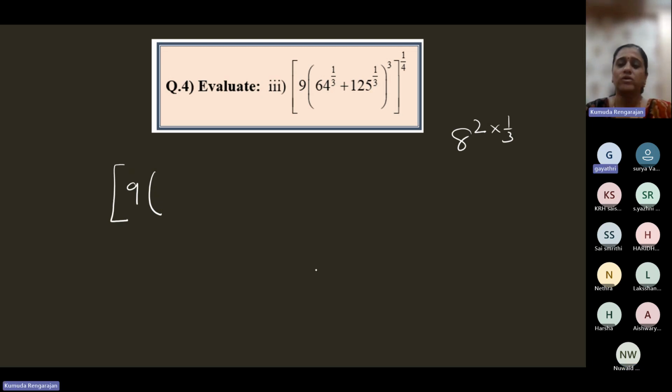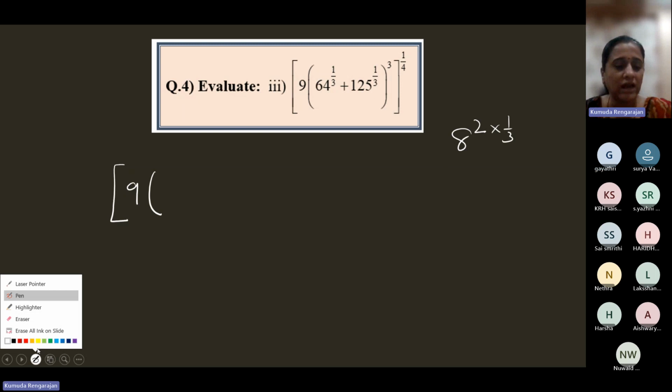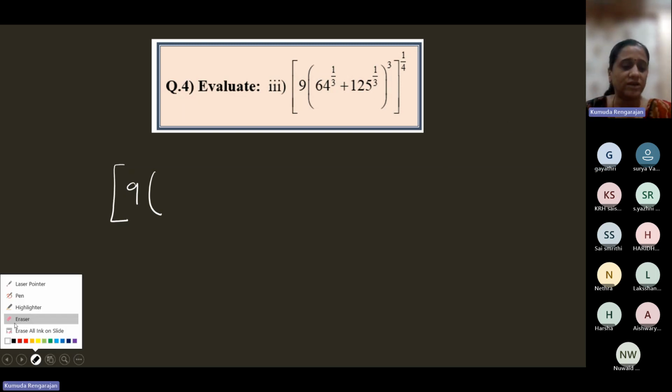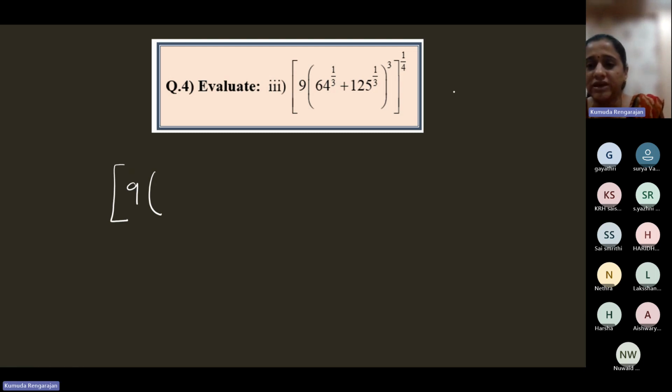Okay, fine. Let me go. I'll just tell you the difference. You'll just need 2 more steps. You're saying 64 is 8 square. It's not wrong. You're right. Then into 1 by 3, no? But you can't cancel. So in the next step, you must write 8 as 2 cubed, then into 2 into 1 by 3. So 3 and 3 will get cancelled. And 2 square is 4.